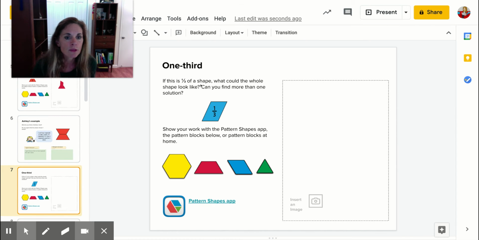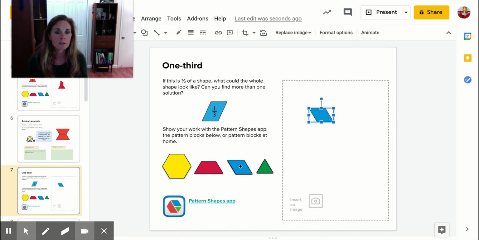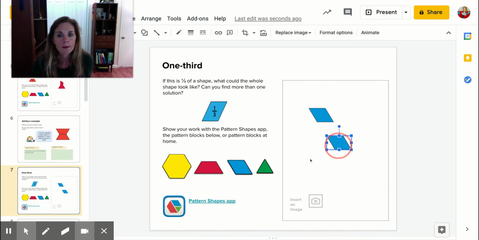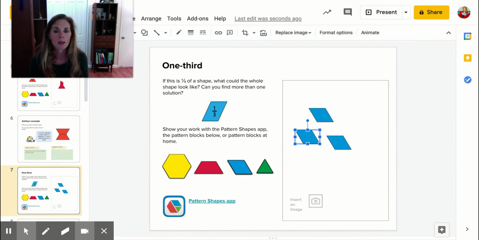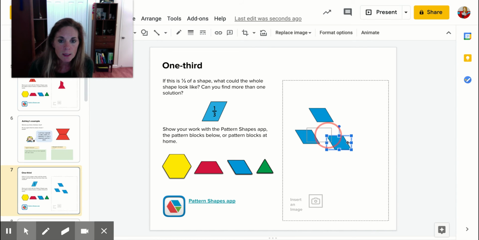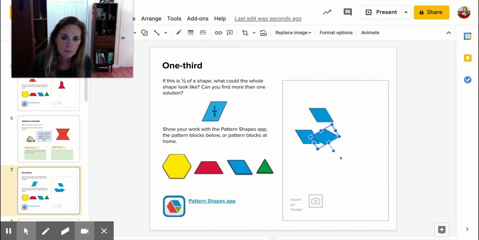If this is a third of a shape, what could the whole shape look like? Again, you need to pull the blue rhombuses out. How many do you need? Well, if this is 1 out of 3, you need 2 out of 3, 3 out of 3. And you're going to smush them together, and you may need to rotate them. I'm going to spin this one and make it go like, I think, nope, let's see, like this.